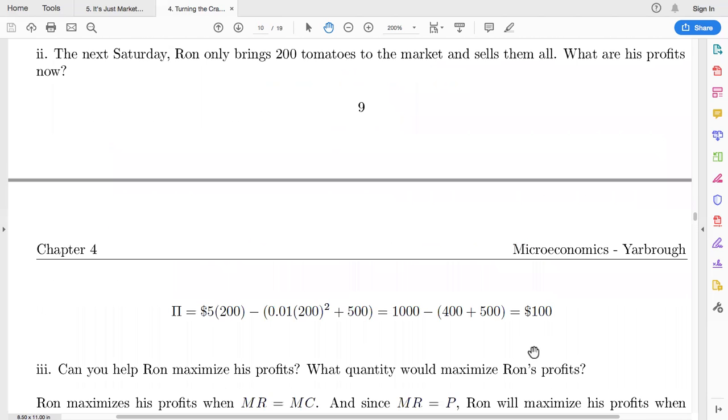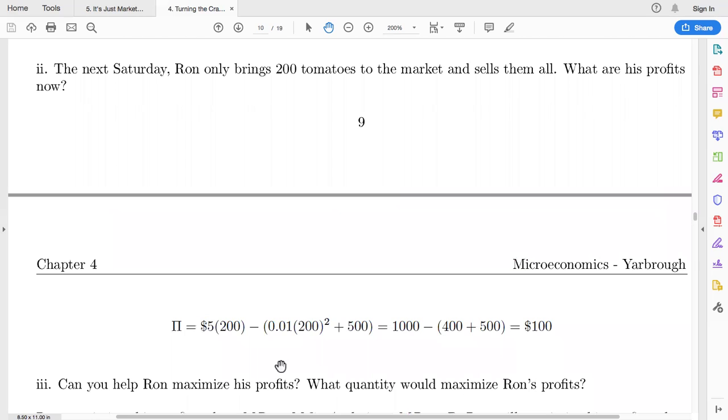Okay, so if we plug in 200 tomatoes into the profit function, his total revenue is $1,000. His total cost is $900. And we see his profits are in fact unchanged at $100. So his profits at taking 200 tomatoes to the market and selling them all is equal to his profits of taking 300 tomatoes to the market. You know, this could be a signal that $100 is all that he can make. That certainly could be the case.